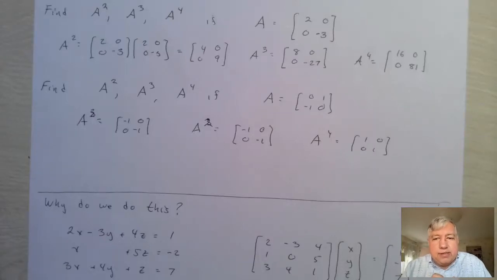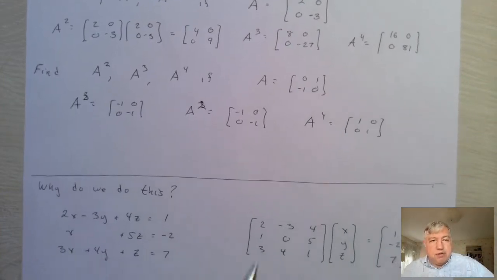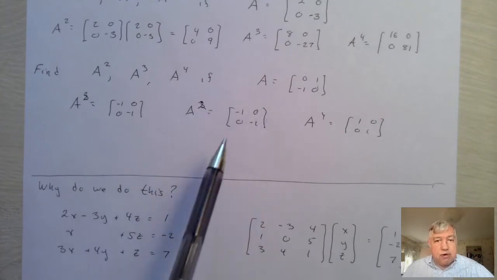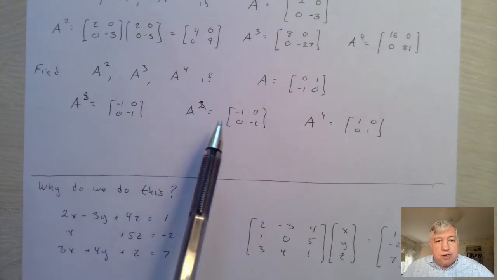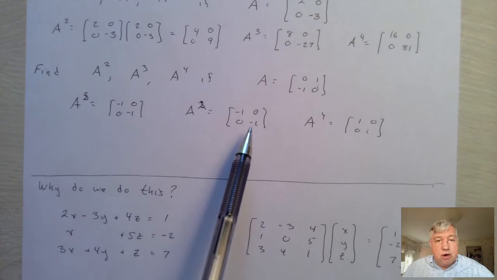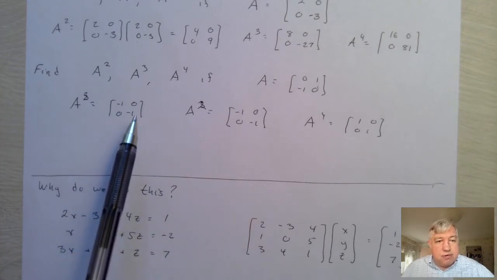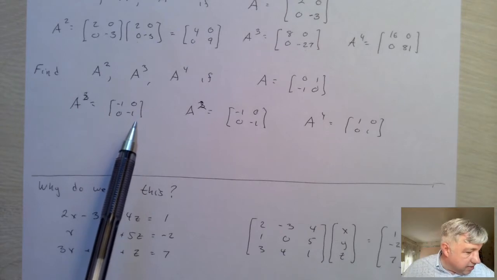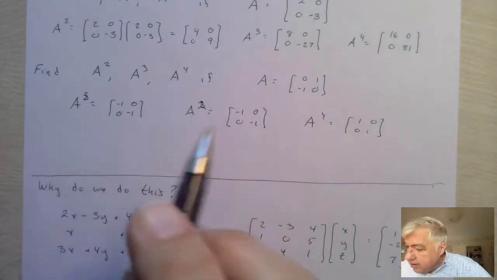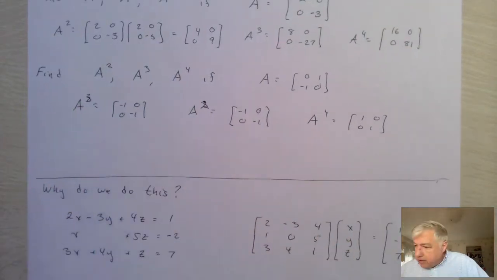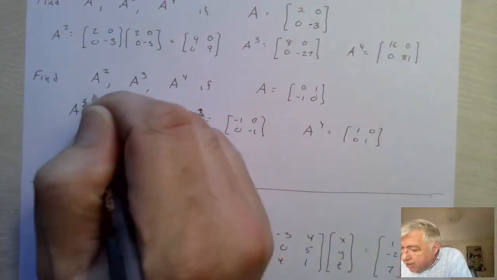Okay, I'm back again. Sorry, I didn't mean to cut myself off and end the video. I also didn't mean to do the calculations in the wrong order. A squared is going to be [-1, 0; 0, -1], and A cubed is [-1, 0; 0, -1]. Actually, I did it right the first time.